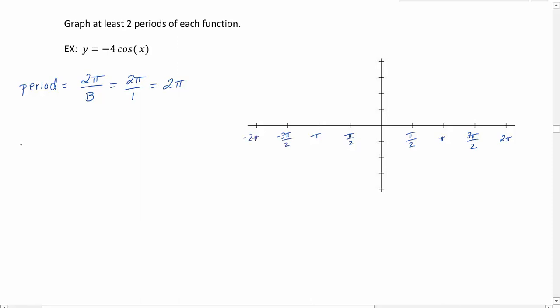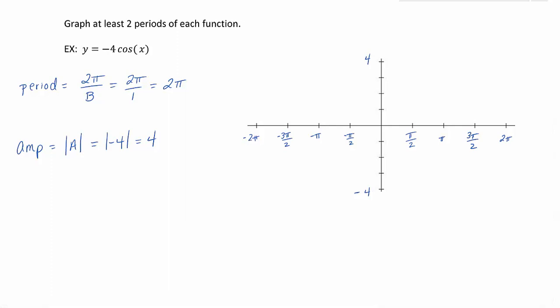Next, we want to identify the amplitude. The amplitude is the absolute value of a, so the amplitude is going to be the absolute value of -4, which is 4. So that tells us the height of our cosine graph. And now we want to graph. Cosine always, always, always starts at your a value.